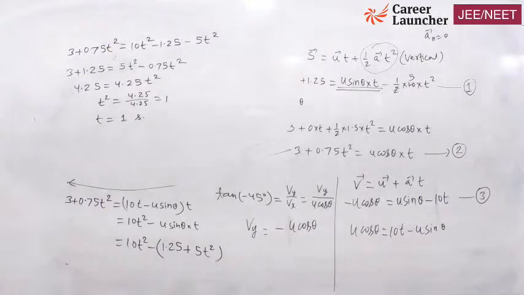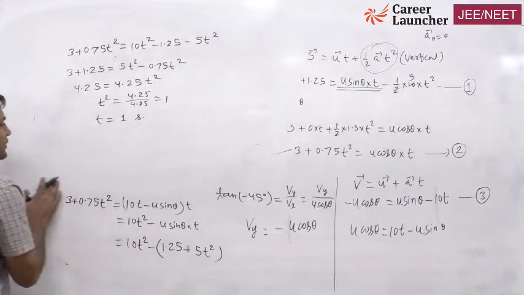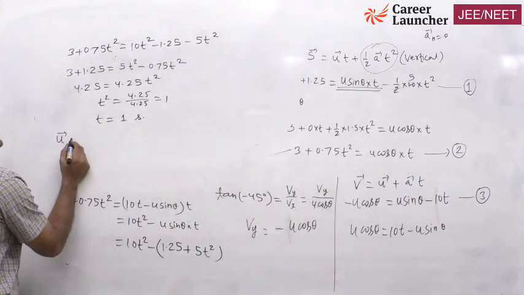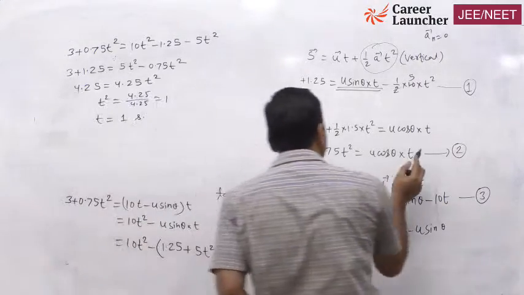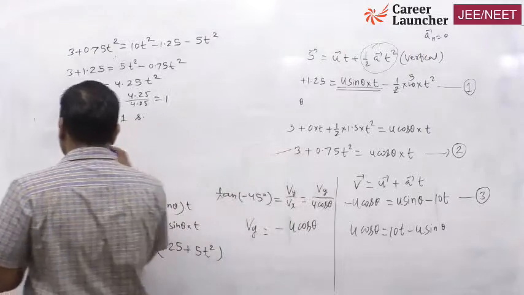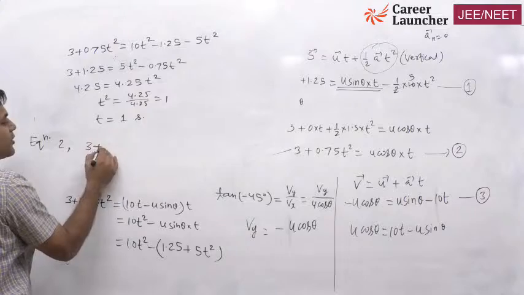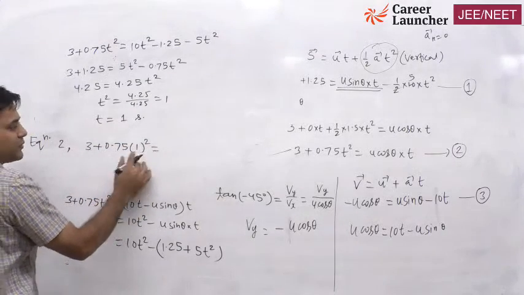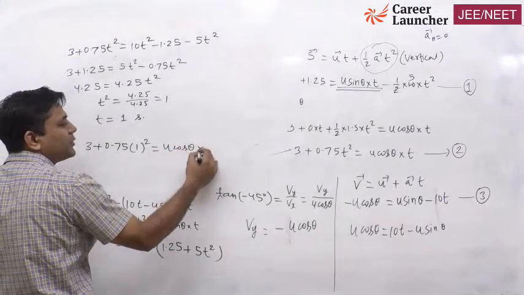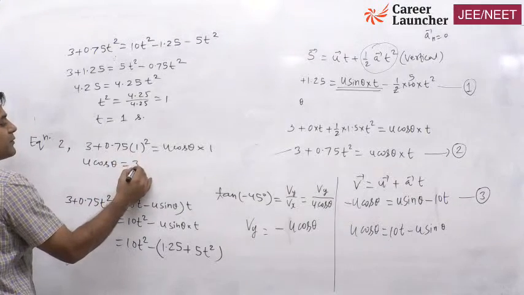Quickly we will complete this. t equal to 1 second. Now, what is u in this case? To calculate u, you need to calculate u cos theta. So substitute the value in equation number 2. What is equation 2? 3 plus 0.75 into 1 the whole square. Just substitute the time as 1, u cos theta into 1. So u cos theta I am getting here is 3.75.